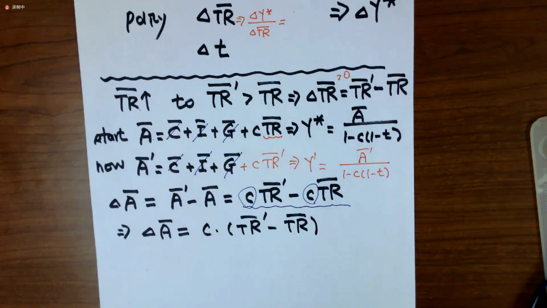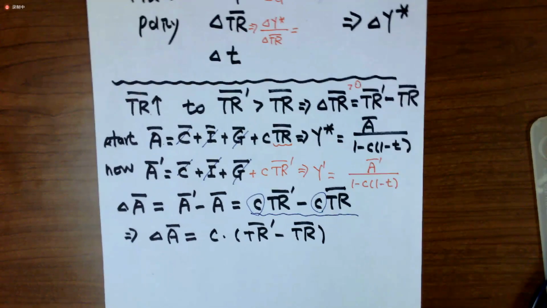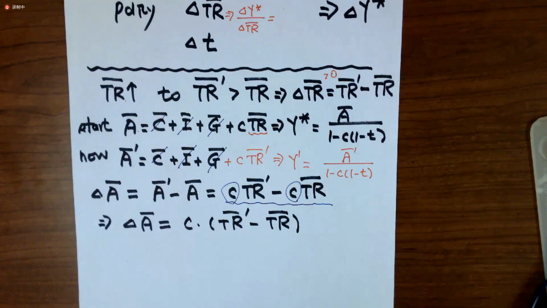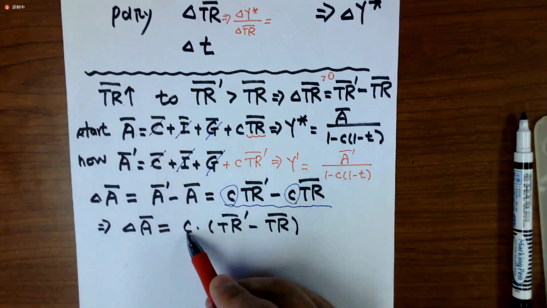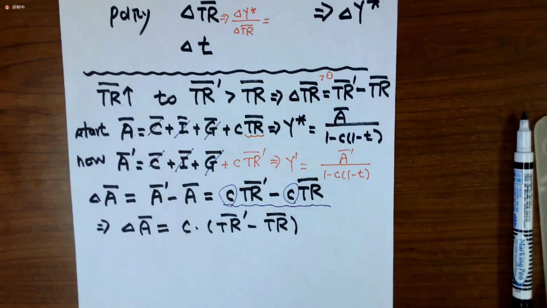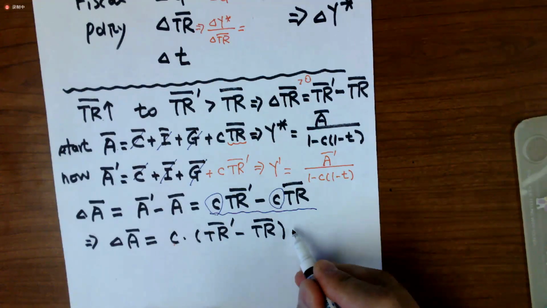What does c stand for again, Professor? I'm asking you. Can somebody help him? What does little c stand for? MPC out of total disposable income. This is a Friday. Don't give me a heart attack. Friday before the long weekend. MPC out of? Disposable income. Between 0 and 1, correct? And the number that we typically put is what? 0.8. Okay. So this is going to be c times change in TR bar.